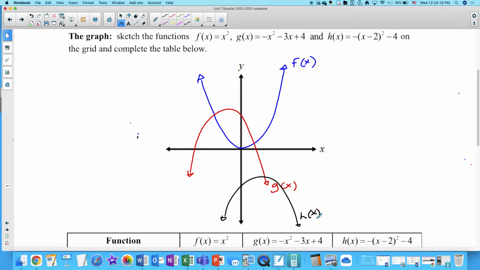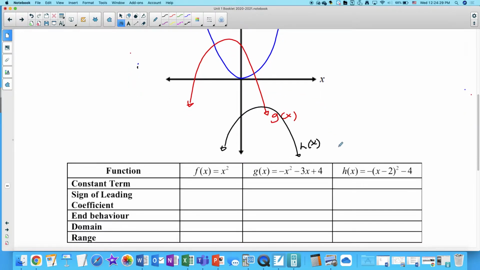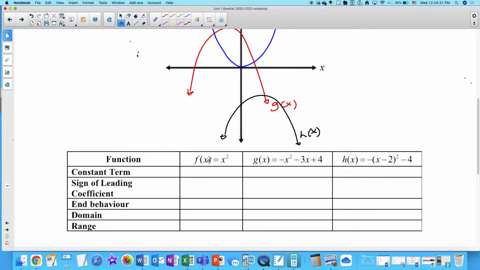You can see they kind of have the same shape, but a couple of them face downwards, a couple of them open upwards, and then of course this point over here, this is a maximum, this is a minimum, or sorry, this is also a maximum, and then on the blue one it's a minimum. That's called the vertex. So the vertex has been moved around as well. Okay?